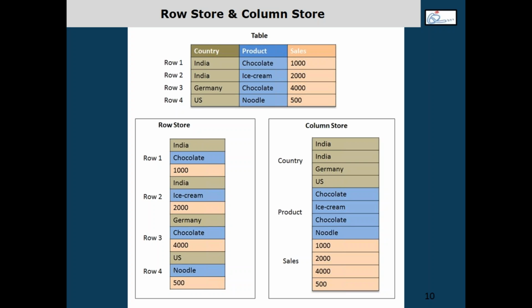I said select star from table where country is equal to US. So how many records do we have relevant to US? Row number 4 is relevant to US. So there is one memory location where the entire row is sitting. Look at this: US, noodles and this value. So my query will jump to that memory location, read those row values and give them to me.